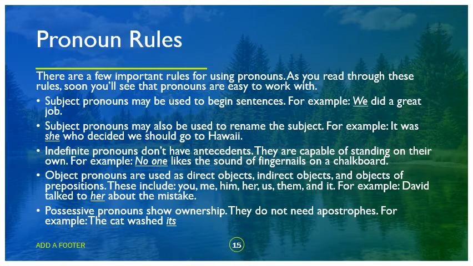यानी कि उनसे पहले कोई reference के लिए noun मौजूद नहीं होता. क्यों नहीं होता? Of course, they are referring to someone or something that is unknown. They are capable of standing on their own. For example, no one likes the sound of fingernails on a chalkboard.